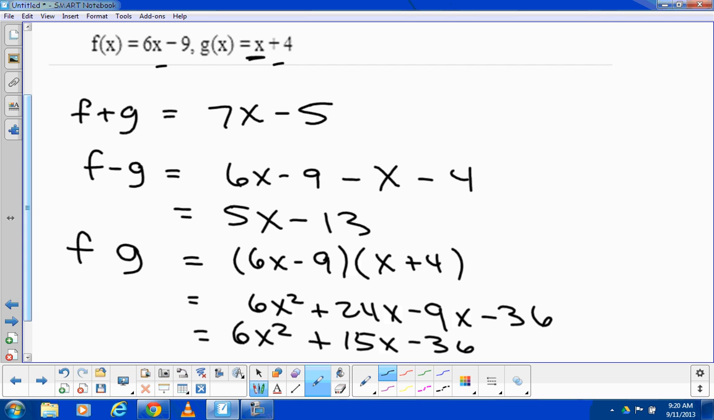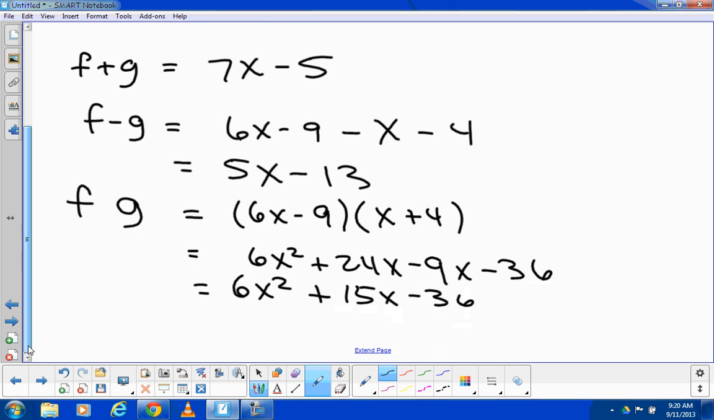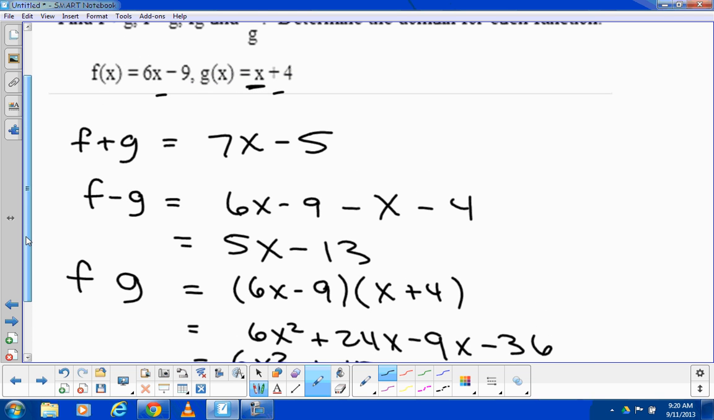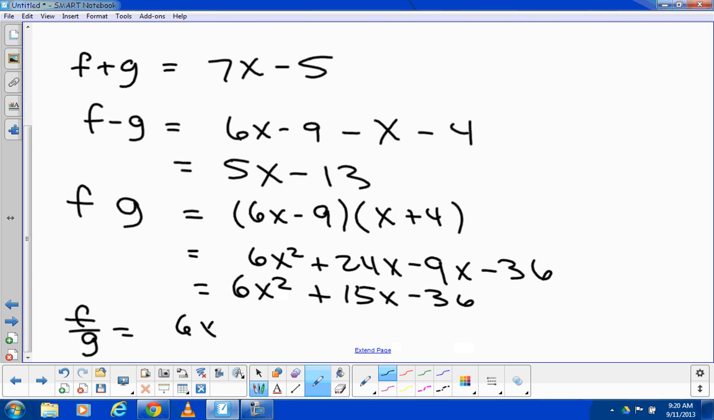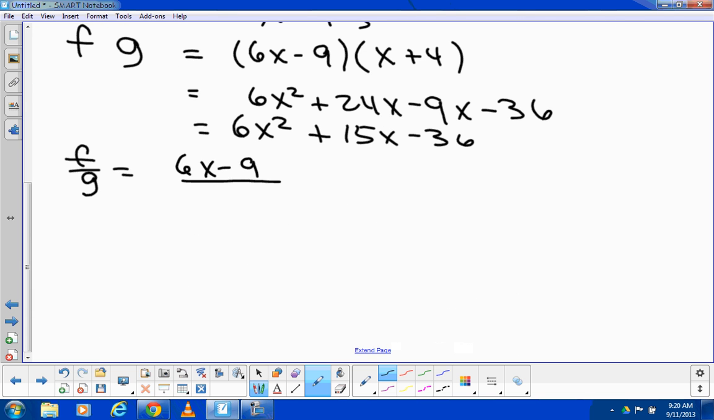Okay, now let's divide them. So F divided by G. Now this one, it's not going to have a whole lot to it. Because really, when you do F divided by G, I got to look at them. 6x minus 9, divided by, was it x plus 4?